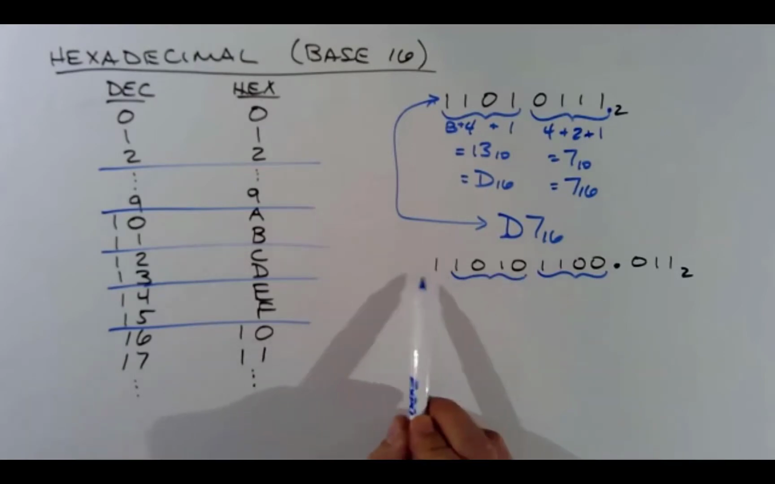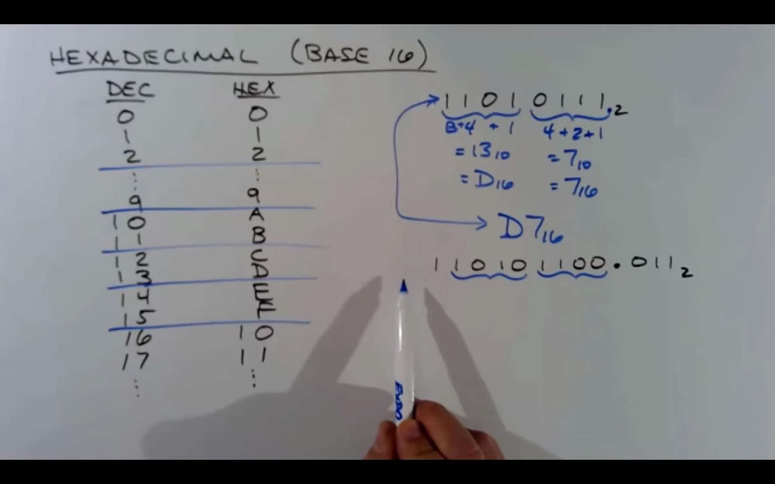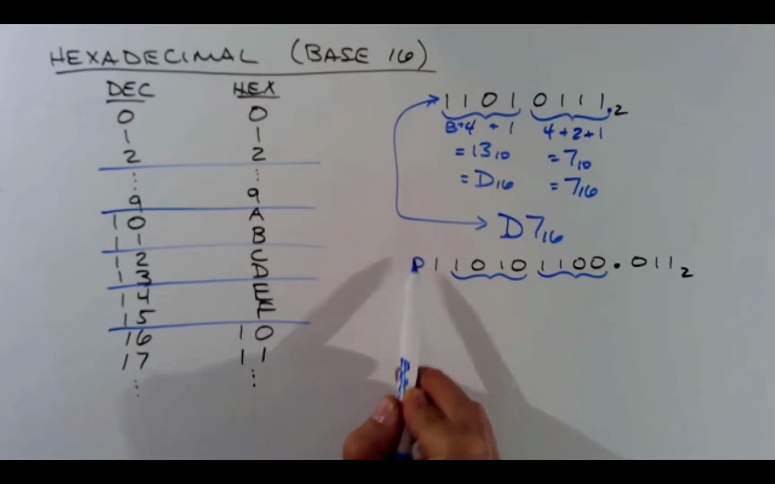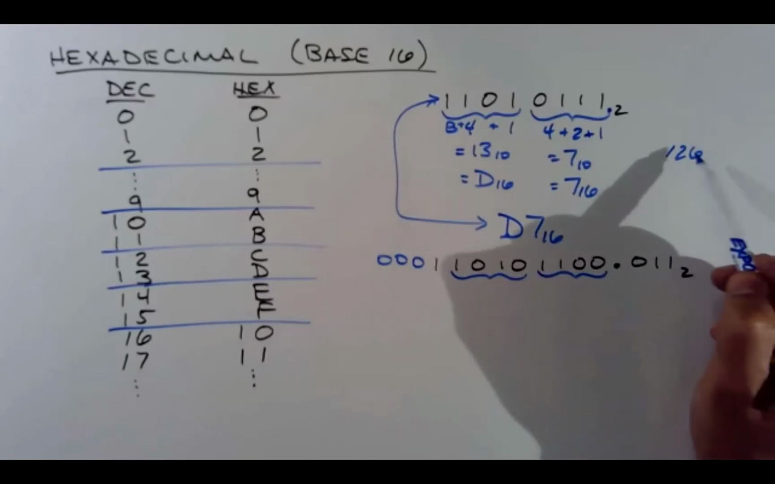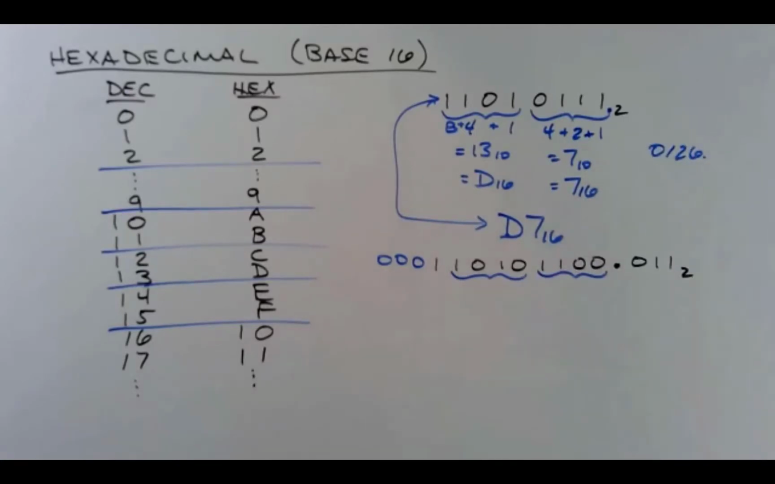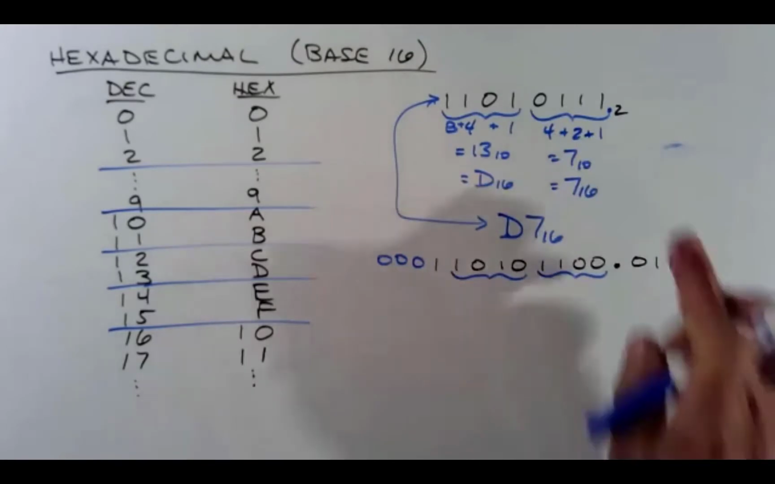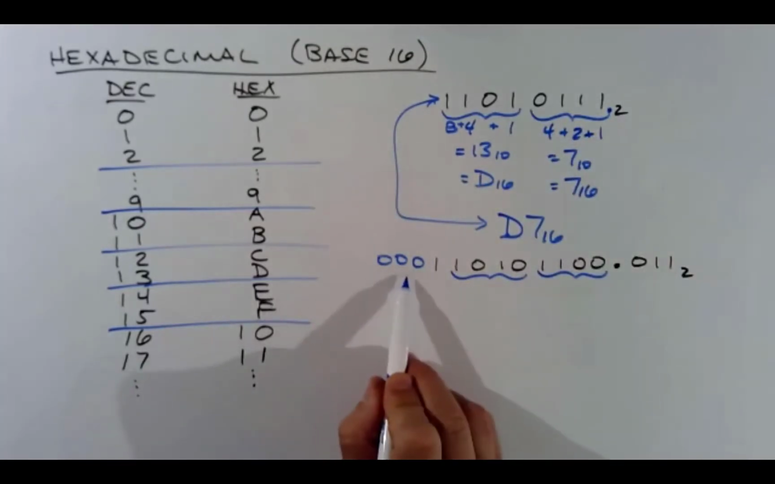If you get to a point where you've run out of digits to create a 4-bit word, that's okay. You can always add leading zeros. It's like taking the value 126 and adding a 0 in front of it. It doesn't change the number in decimal. So I can add these leading zeros.